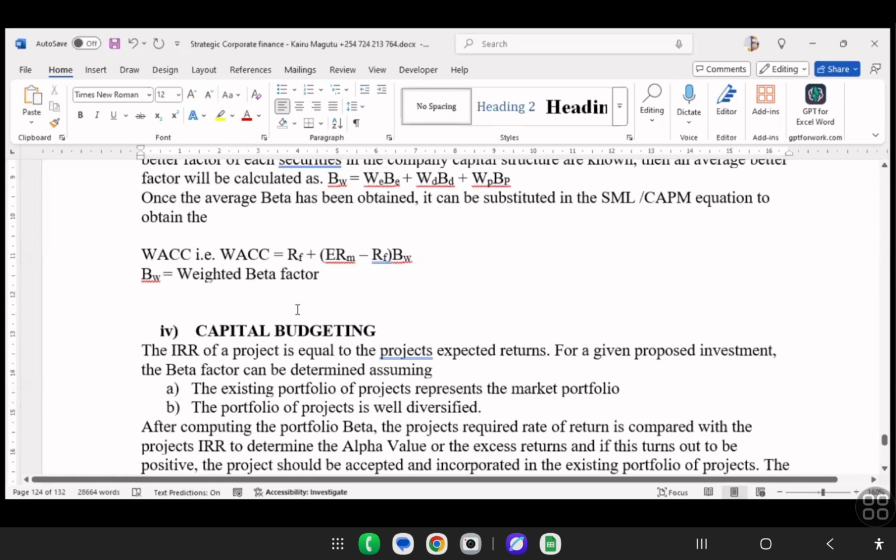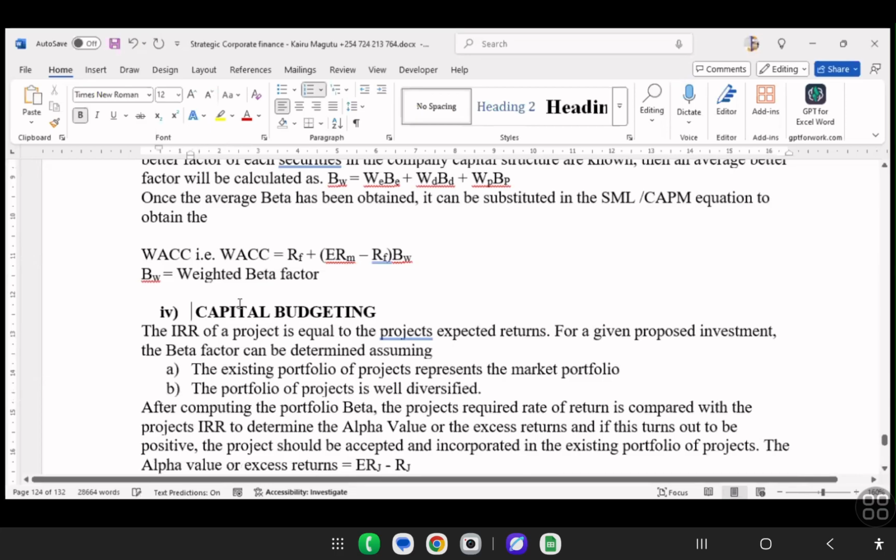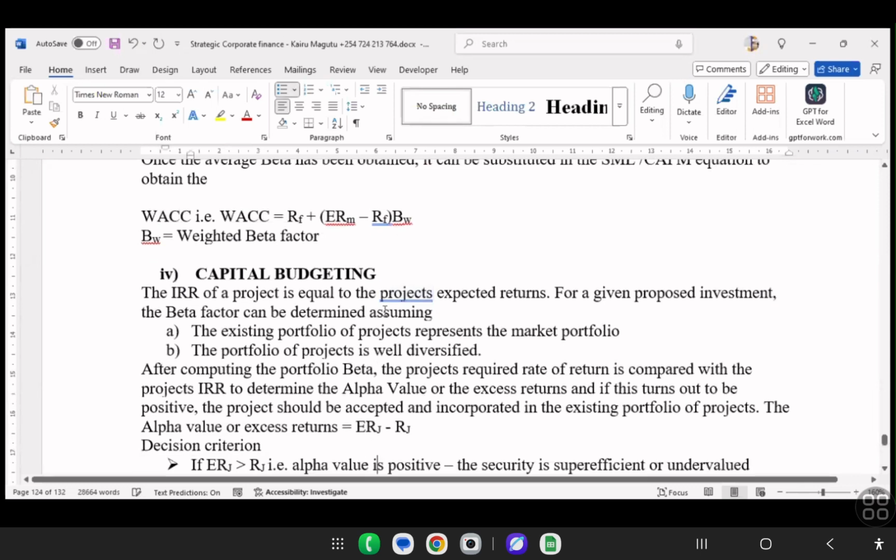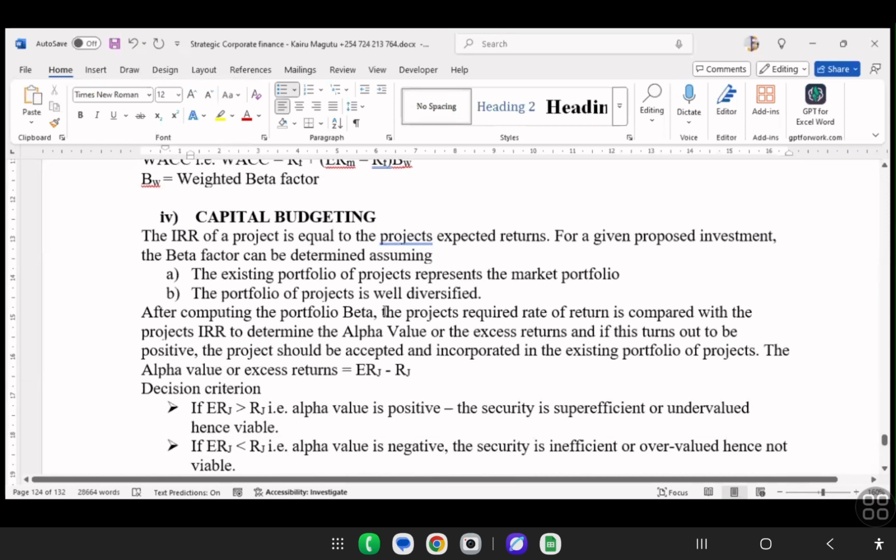The other one is investment decision or capital budgeting. When we are determining the viability of a project, we need to determine the required rate of return. We ask what is the expected return of a security? You compare the expected return of a security with the return of a security determined using the capital asset pricing model. The difference is called the alpha value.